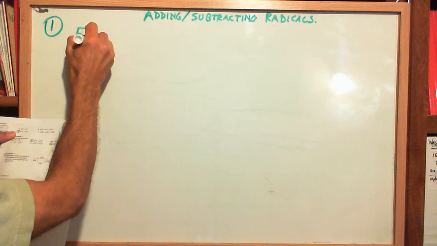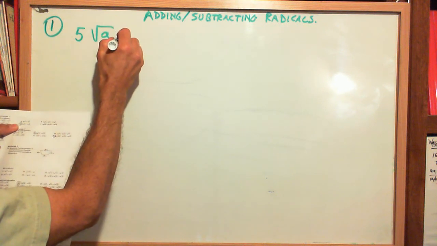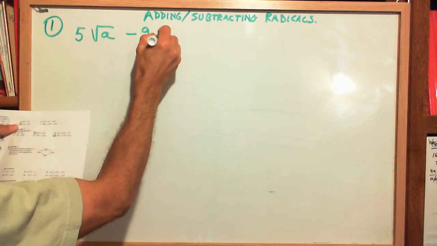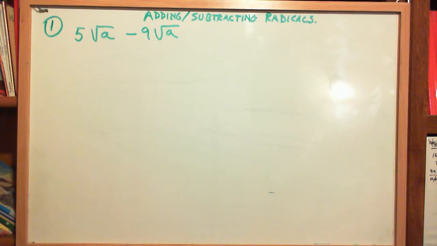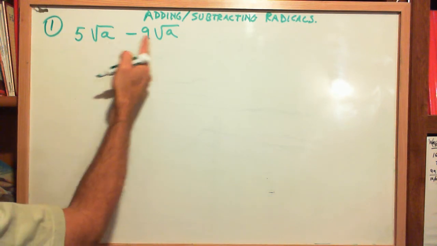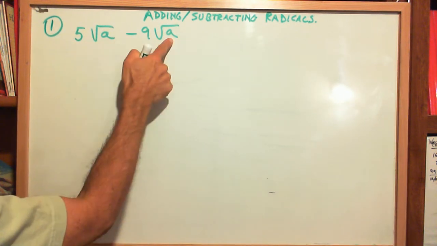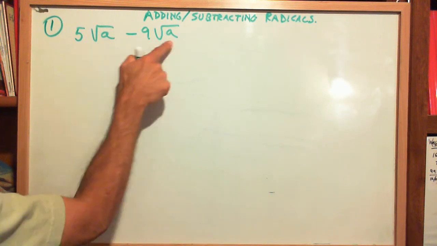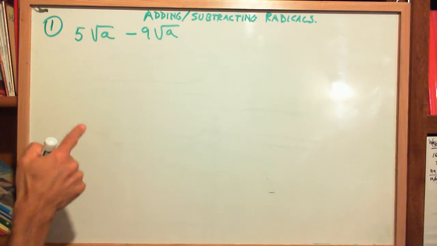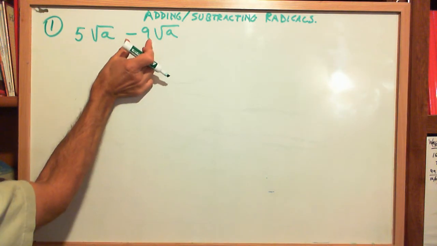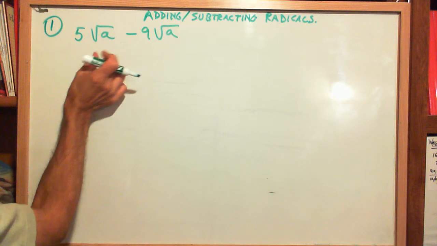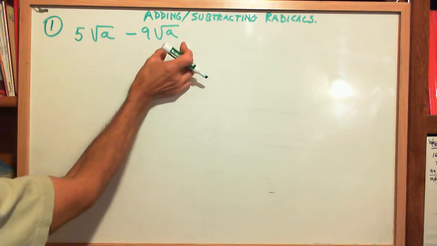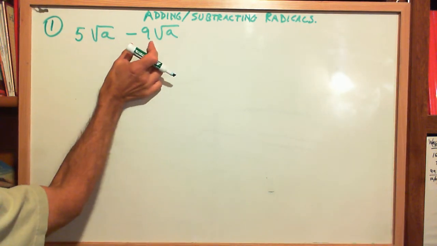Let's say we have 5 square root of a minus 9 square root of a. With this, the first thing I look at is the square root sign and what's inside it. And I see that, look, they both have exactly the same thing inside it. Therefore, when they're exactly the same, these are considered like terms. So I can actually subtract the 9 coefficient. Remember, the coefficient is the number in front of the variable? Well, in this case, it's the number in front of the radical. That's the coefficient.